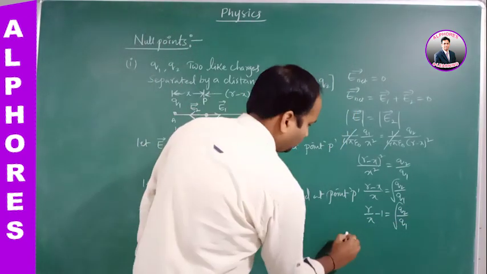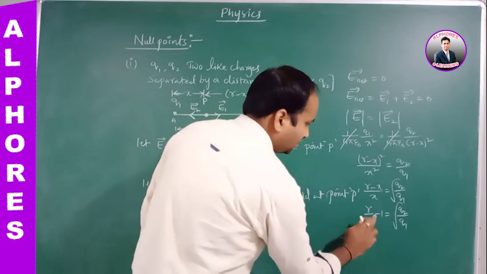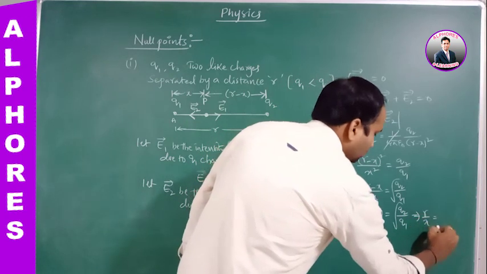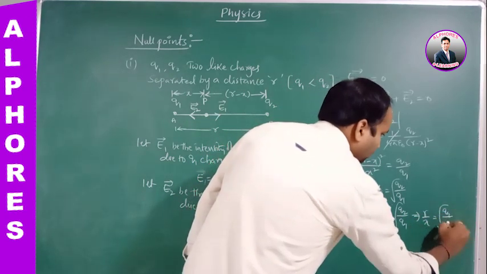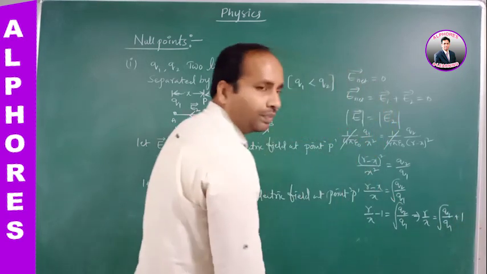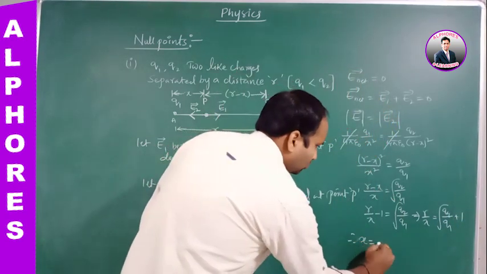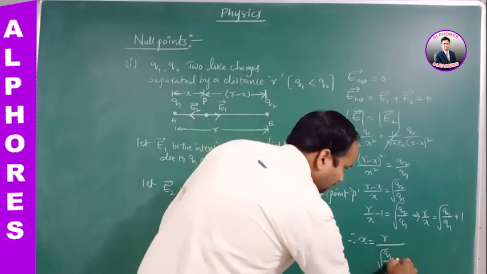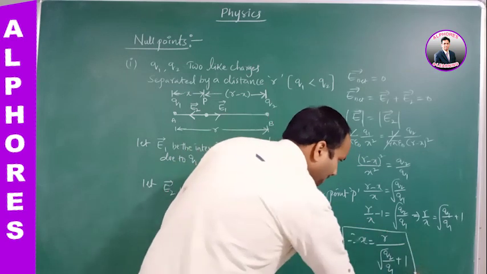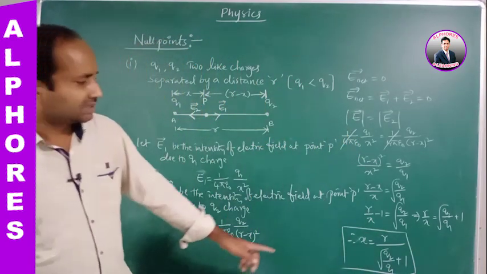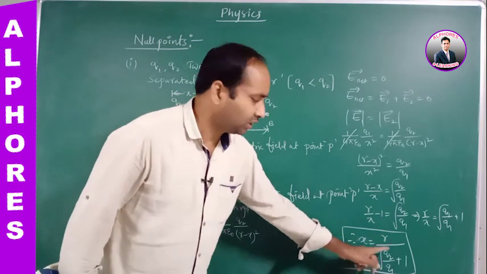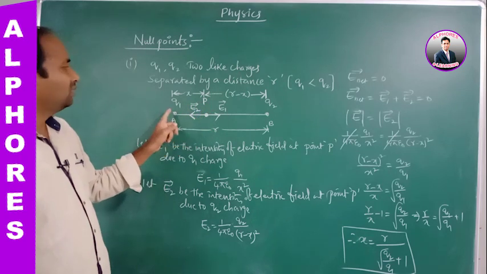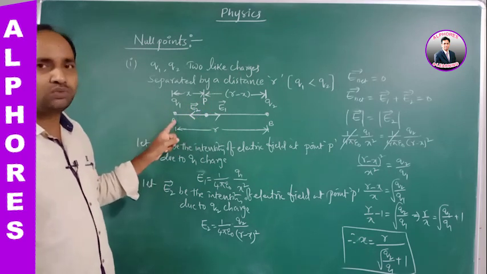Therefore, what is x? From these equations, R by x is equal to root over Q2 by Q1 plus 1. Therefore, x is equal to R by root Q2 by Q1 plus 1. Okay. x is equal to r by under root of q2 by q1 plus 1. So this is the location of the null point from the charge q1, that is, the lesser magnitude charge.